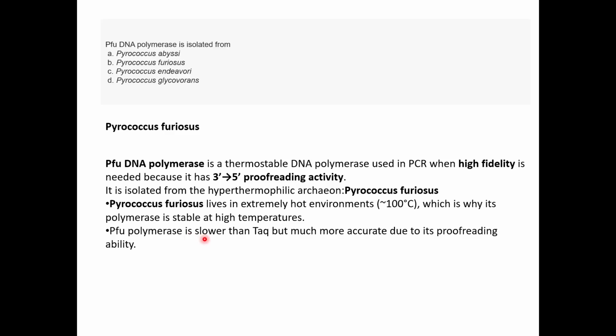PFU polymerase is slower than Taq but much more accurate due to its proofreading ability. So every pol has its own plus and minus. Depending on your experiment, you can choose whether you need to use Taq or PFU.